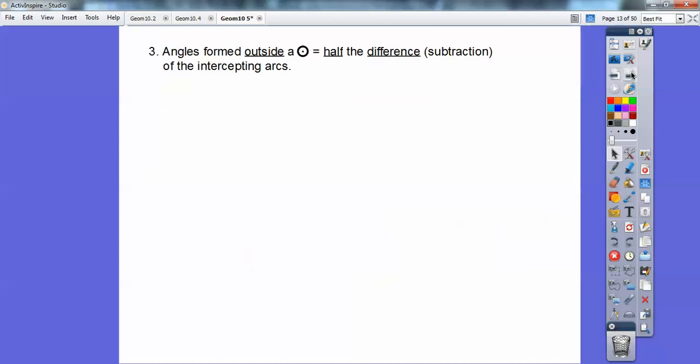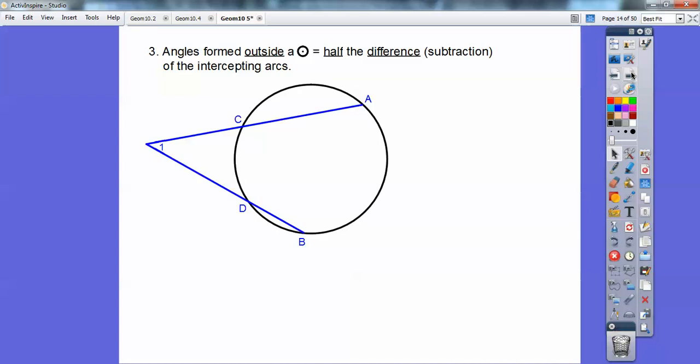Okay? So an angle formed outside the circle is half the difference of the intercepted arcs. So here's angle 1 again right here. If I subtract this big old arc AB and subtract CD from it, then take half of that, that's what angle 1 is. Okay? Let's try some of this, you guys.